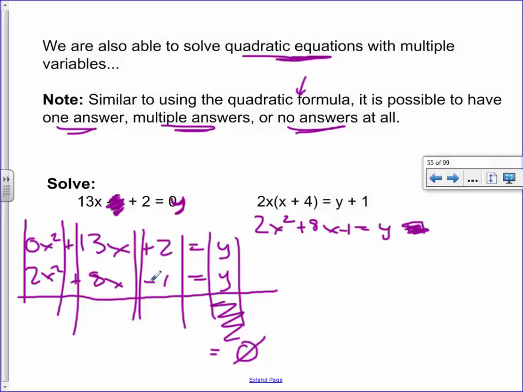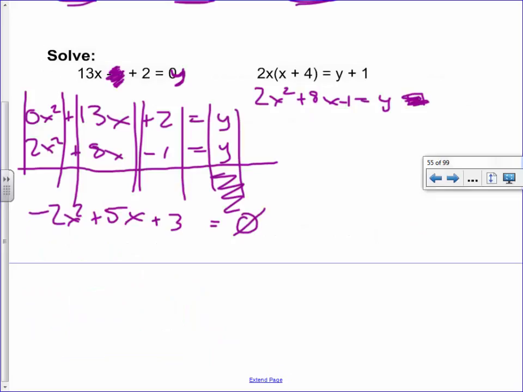We're subtracting, right? 2 minus 1. Watch the double negative. 2 subtract minus 1 is actually 3. Because the double negative is that, right? 13 minus 8 is 5. And 0 subtract 2 is negative 2. How many answers am I going to have? I might have 2, because it's quadratic.